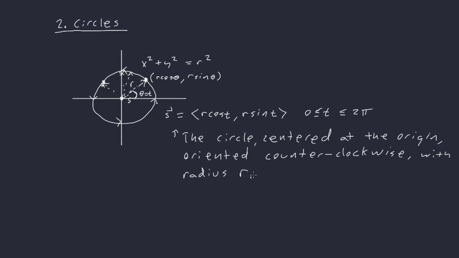Okay, so to give an example of that, let's take a look at the graph 5 cosine t, comma 5 sine t, for t going from 0 to 2 pi.